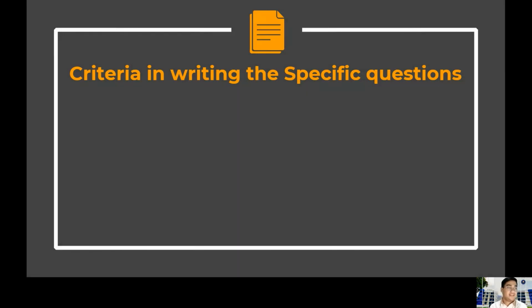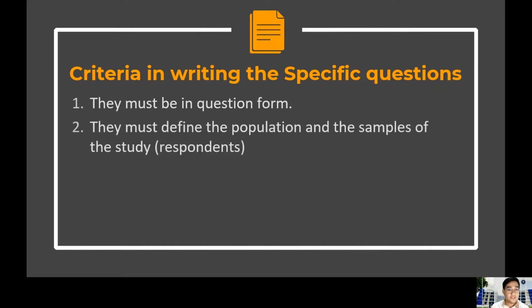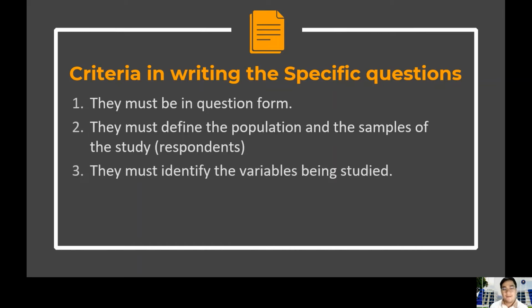Okay, so we have criteria in writing the specific questions. First, they must be in question form, which is clearly obvious. Next, they must define the population and the samples of the study. So who are your participants? Who are your respondents? They must identify the variables being studied. What do you want to study?